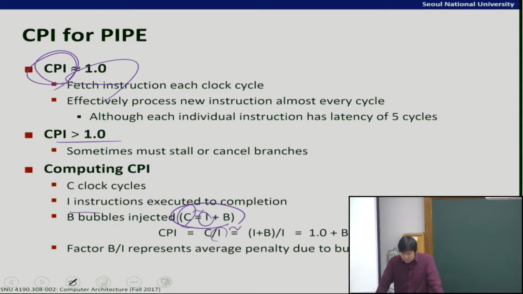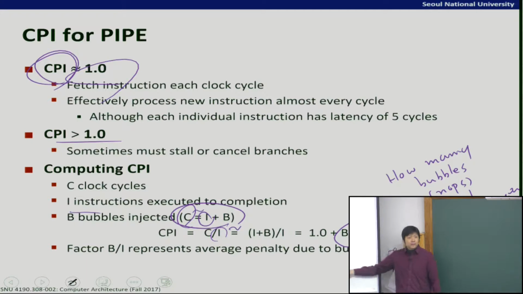Of course, this is an approximation. So approximate it to be I plus B, and then if you divide, it is 1.0 plus B divided by I. This quantifies how many bubbles or nops are inserted per instruction on average. So this term basically quantifies how many bubbles are inserted per instruction on average.